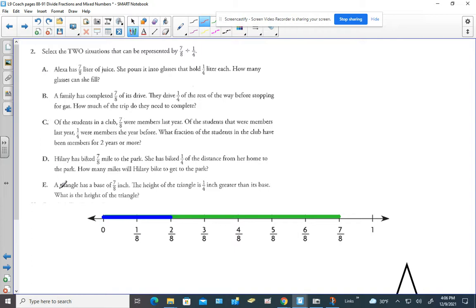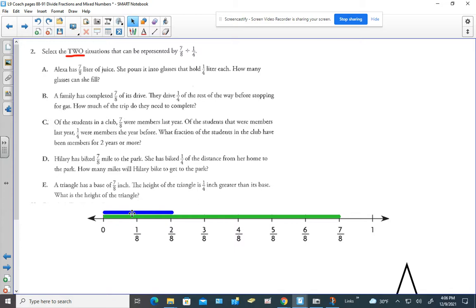We're looking at number 2, which is very wordy, and I think it's very difficult to get through the wording to understand which two you're going to pick, because what do they want? They want you to select the two situations that can be represented by 7/8, which by the way, I have represented here with this green line. There's 7/8 divided by 1/4. Now remember, dividing by 1/4, this is equal to 1/4, and why is it equal to 1/4? Because 2/8 simplified would be 1/4.